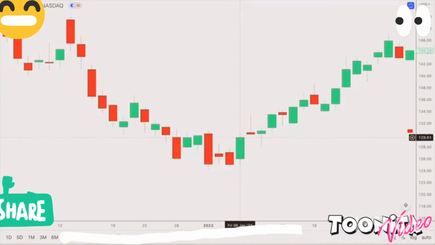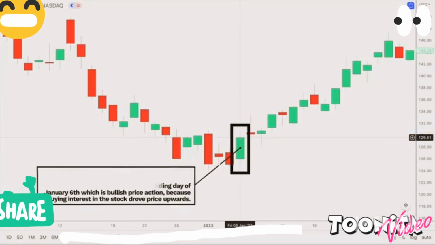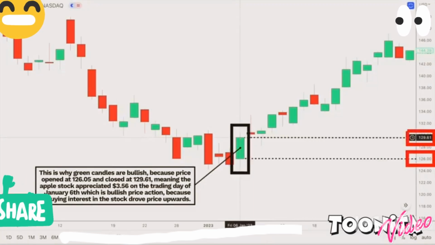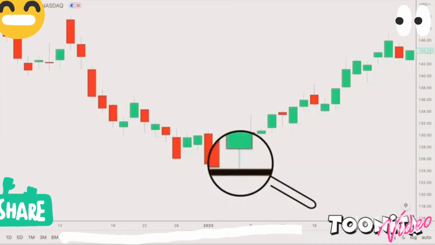Now if you want to know the closing price, place your mouse at the top of the rectangle. Look to the scale on the right and notice how it says $129.61, which means when the market closed on January 6th, the Apple stock finished trading at $129.61. This is why green candles are bullish, because price opened at $126.05 and closed at $129.61, meaning the Apple stock appreciated $3.56 on the trading day of January 6th, which is bullish price action because buying interest in the stock drove price upwards. Now the wick below is the lowest price that the Apple stock reached that day.